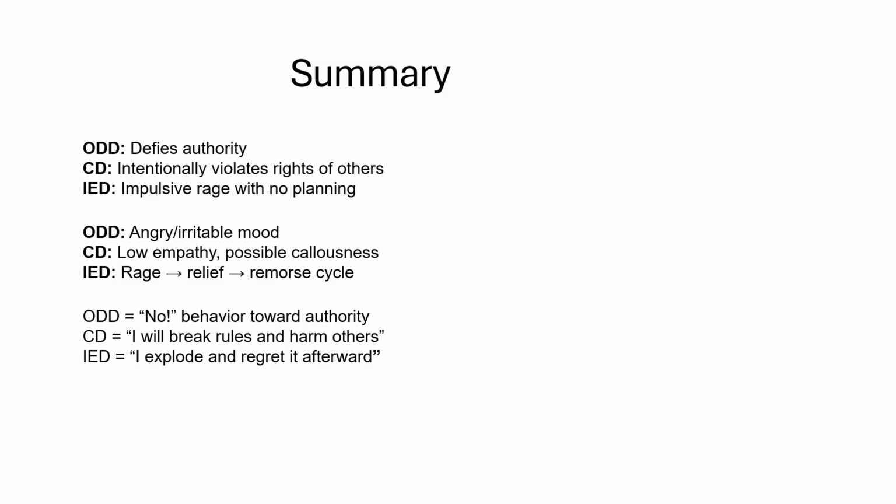Let's summarize. ODD defies authority, conduct disorder intentionally violates the rights of others, IED is impulsive rage with no planning. Another summary: ODD, they have an angry and irritable mood; conduct disorder shows low empathy, possible callousness; IED people have rage, then they get relief, and then they have remorse. Again, you can remember either one of these. So the last one is ODD. They say no all the time, specifically towards authority, maybe nurses, doctors, parents. Conduct disorder, I will break the rules and harm others. IED, I am going to explode and then I'm going to regret it afterward.